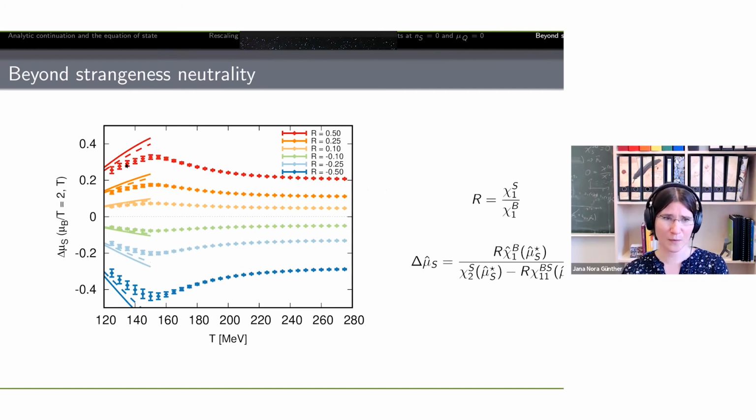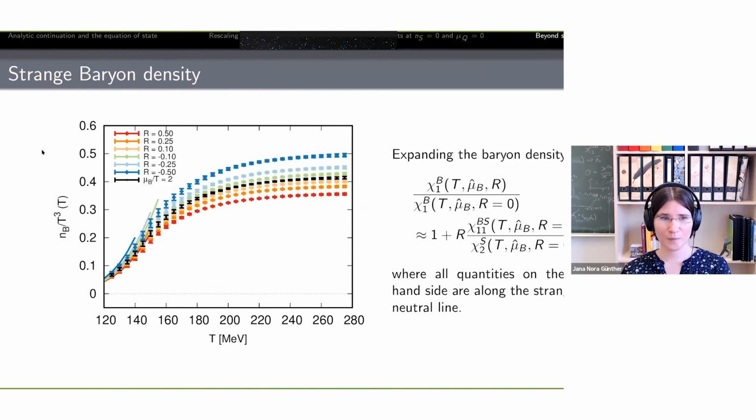What you see here from the hadron resonance gas, the dashed line is actually also truncated at linear order in the delta mu s. So this gives us some idea of how much we are missing if you look at the difference between the 2 hadron resonance gas lines. And yeah, these are the different delta mu s we get for different R values. Then again, we can calculate the baryon number density.